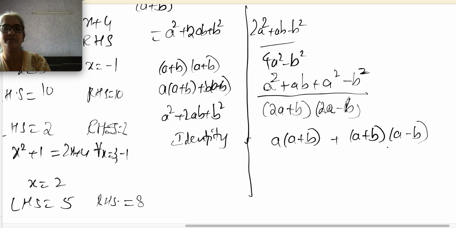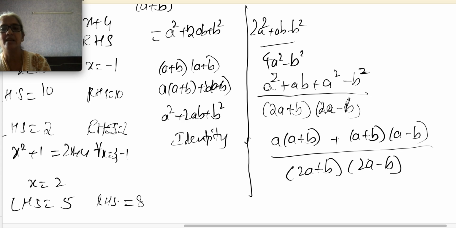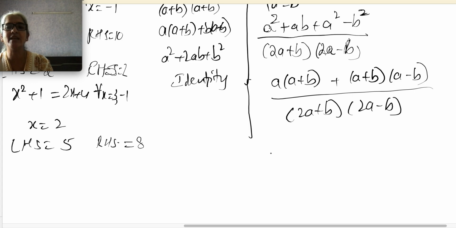Okay, so this is what I have done. I have written 2a square as a square plus a square and then taken out some common factors. My denominator remains the same. And now let me see, is there anything further common in my numerator?